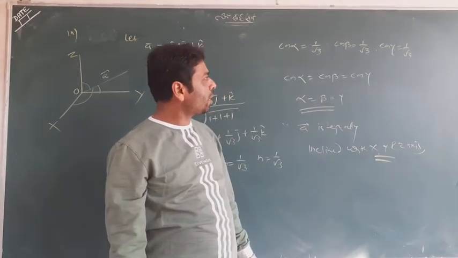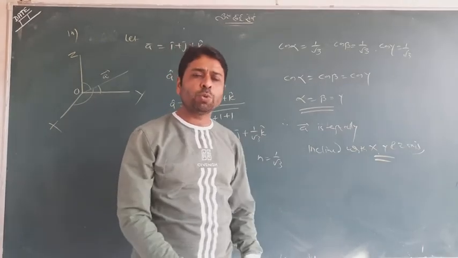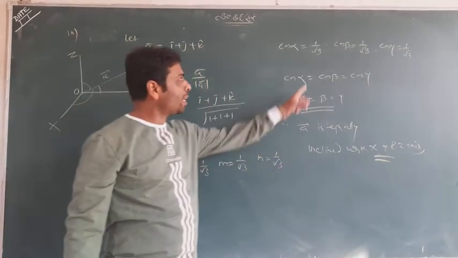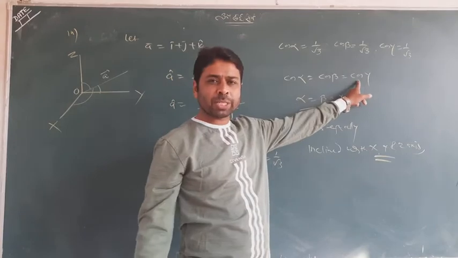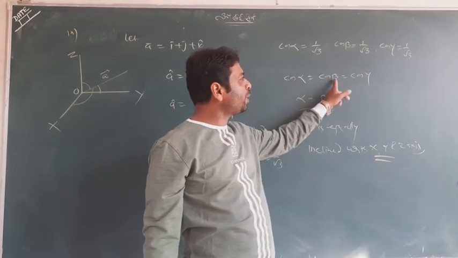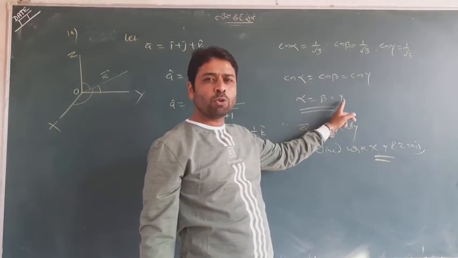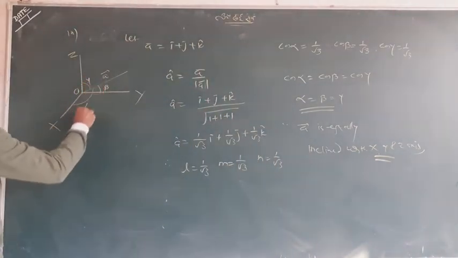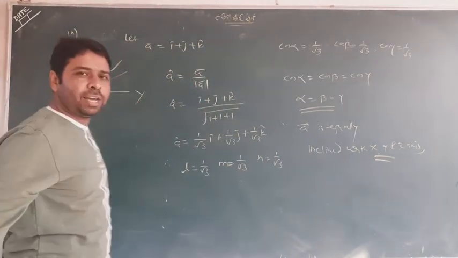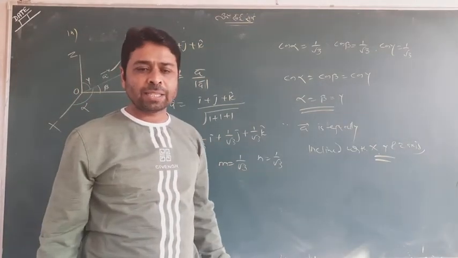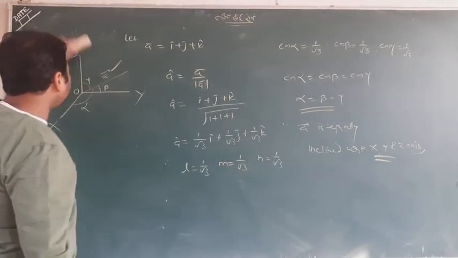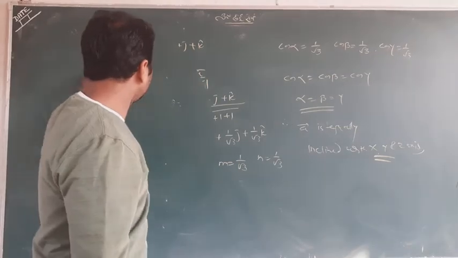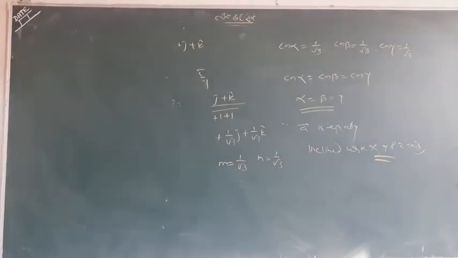You please try to catch the concept, so easy it was. When l, m, n are the same, meaning cos alpha, cos beta, cos gamma are the same, meaning alpha equal to beta equal to gamma. And what are alpha, beta and gamma? This is alpha, this is beta, and this is gamma. All are the same, meaning A is equally inclined with all the axes. That's simple. So this was a simple thing. Important question also.